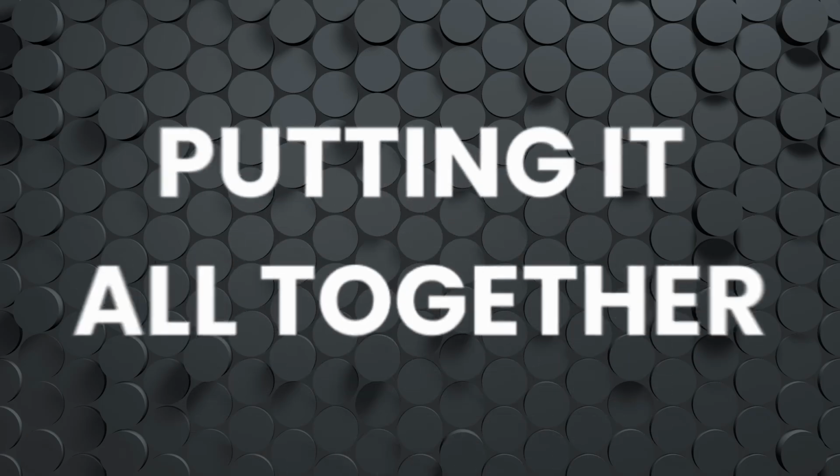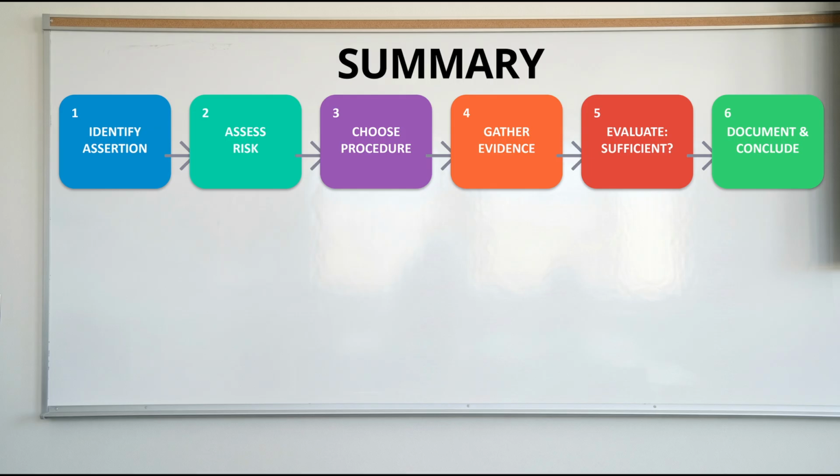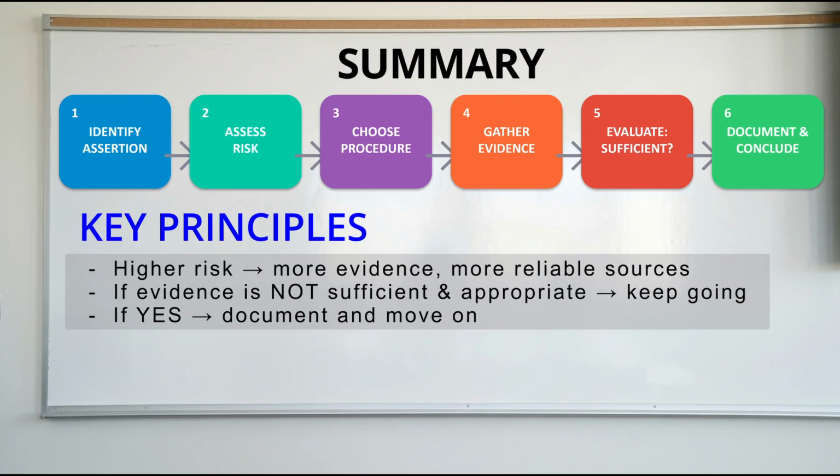Here's how the whole system connects. You identify the assertion, you assess the risk, higher risk, more evidence, more reliable sources. You choose your procedure, gather the evidence, and evaluate. Is this sufficient and appropriate? If no, you keep going. If yes, you document and move on. That cycle is the core of every audit engagement.